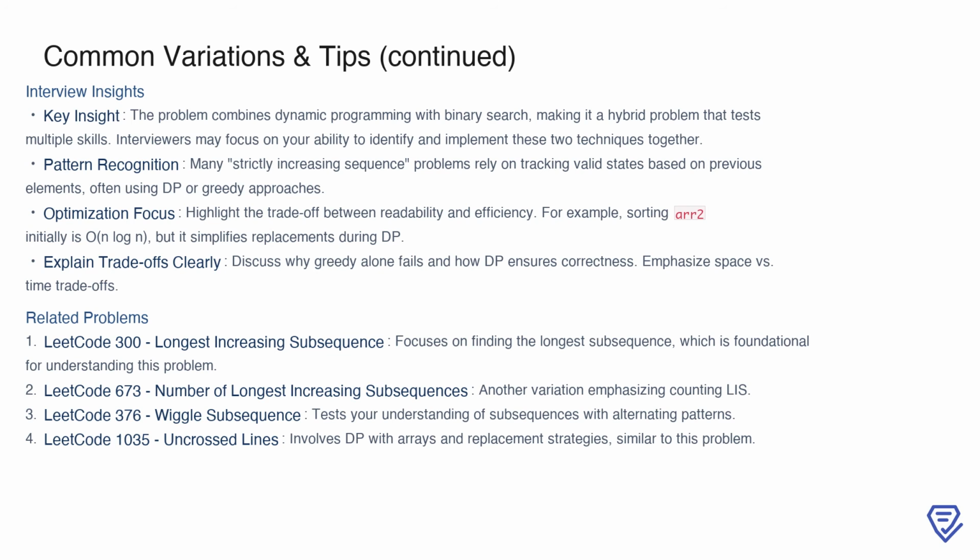Additionally, interviewers value discussions about optimization trade-offs. Sorting ARR2 initially, for example, has a time complexity of O(m*log m), but it simplifies the replacement process during the DP calculation, making your solution more efficient overall. Finally, drawing connections to related problems can showcase your broader understanding. For instance, problems like LeetCode 300, which focuses on the longest increasing subsequence, or LeetCode 1035, which involves DP with replacement strategies, are directly relevant and help build the foundation for solving this challenge.